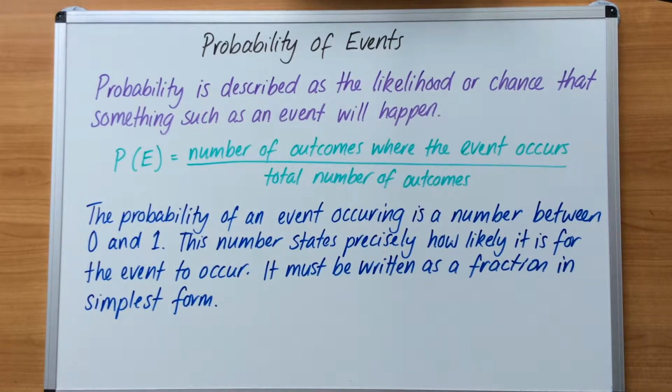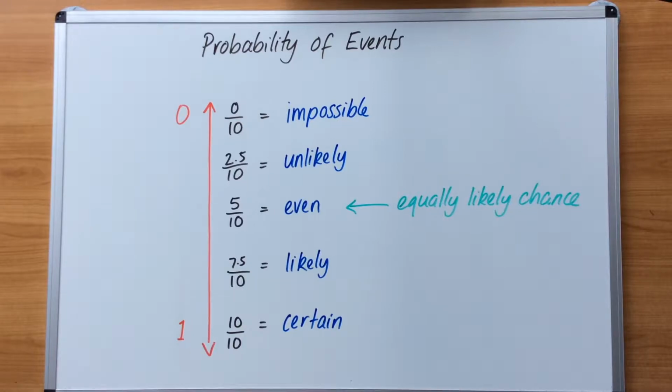The probability of an event occurring is a number between 0 and 1. This number states precisely how likely it is for the event to occur. It must be written as a fraction in simplest form. So we're going to extend on probability of events here and look at probability of an event occurring. And we know that that is a range between 0 to 1. So let's break it down.